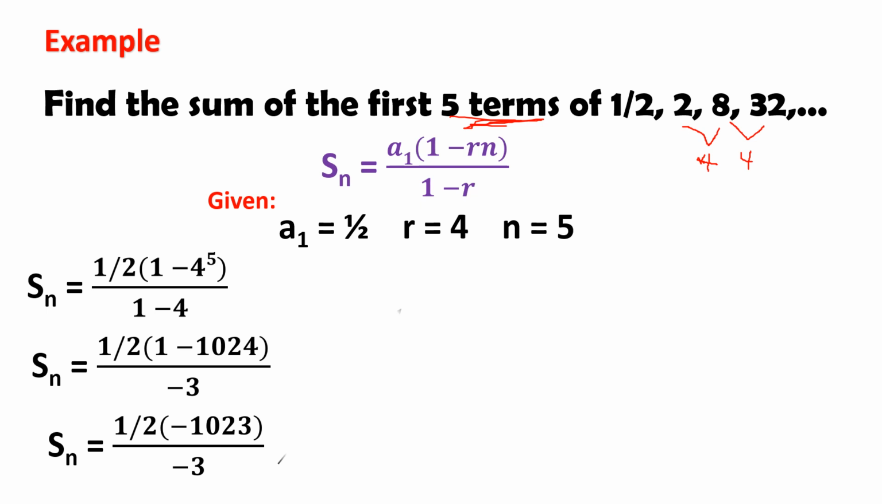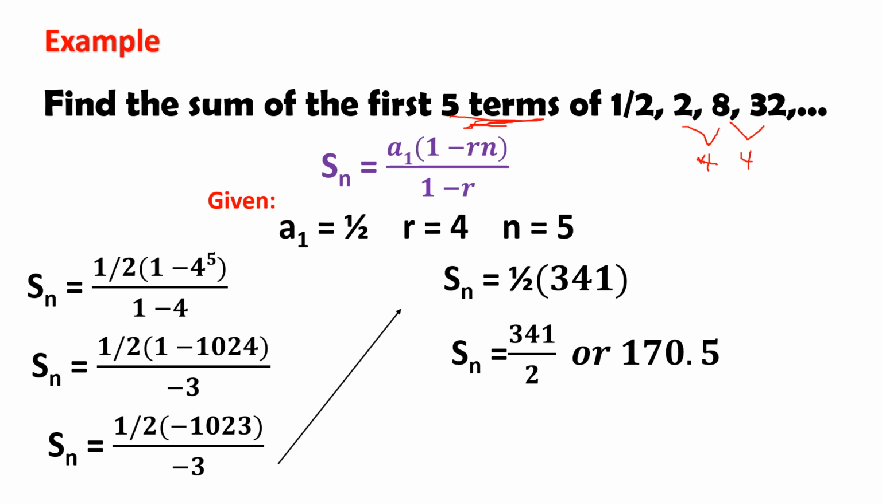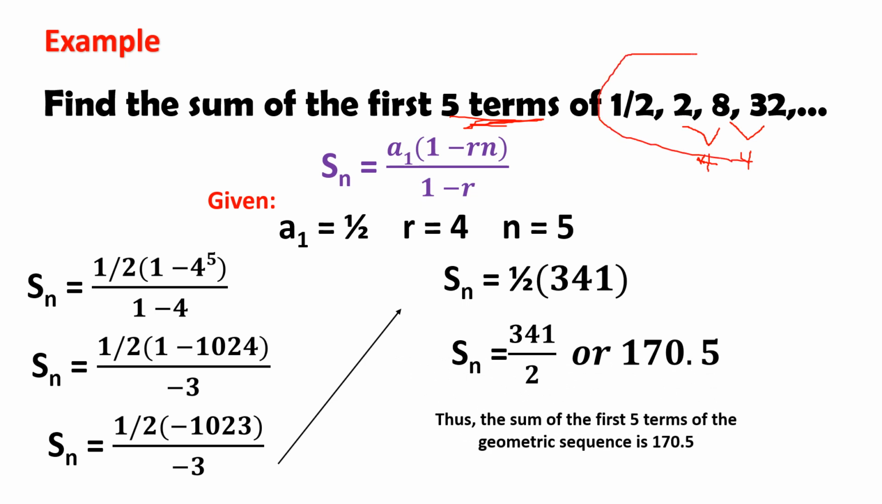1023 divided by 3 is 341. So what is 1 half of 341? That is 341 over 2, or simply 170.5. That means if we add the first 5 terms of this geometric sequence, the sum is equal to 170.5.